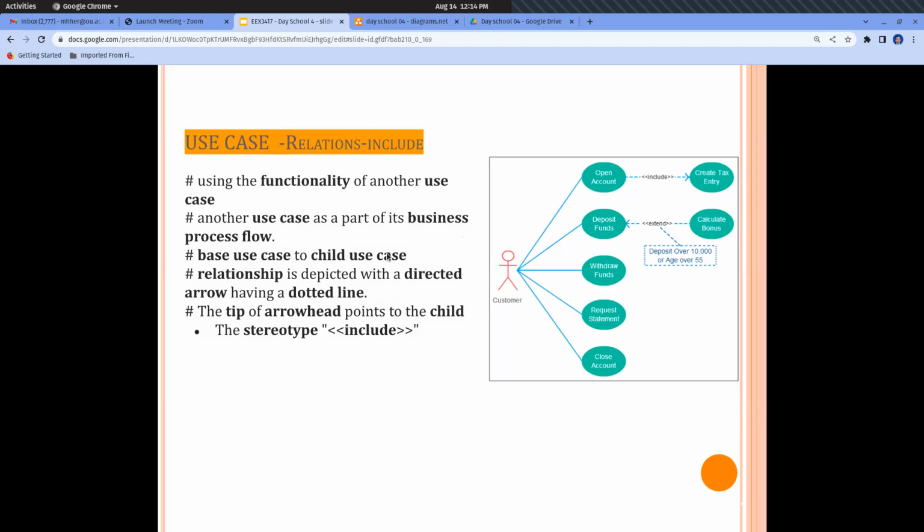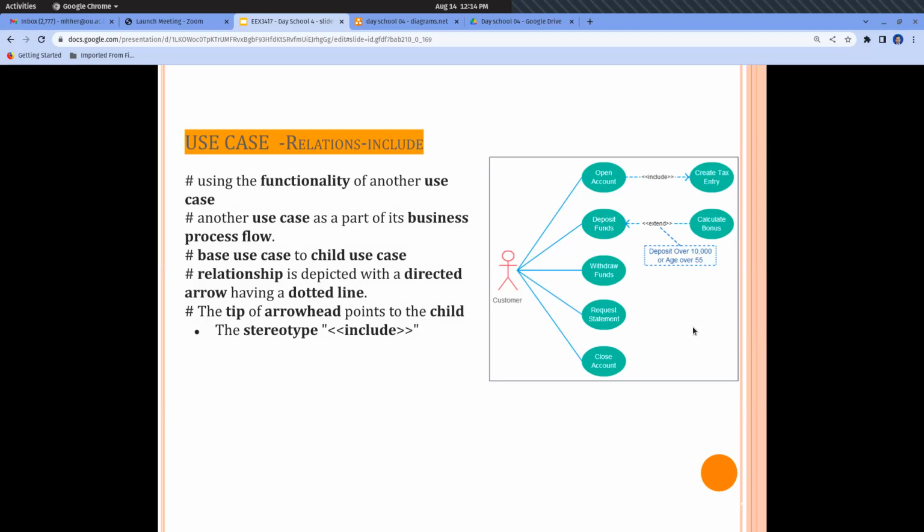Base use case to child use case. This is include. This is the parent, the base use case, and this is the child use case. The relationship is depicted by directed arrows with a dotted line. Both include and extend are dotted lines. Sometimes in some places these relations are not dotted lines.